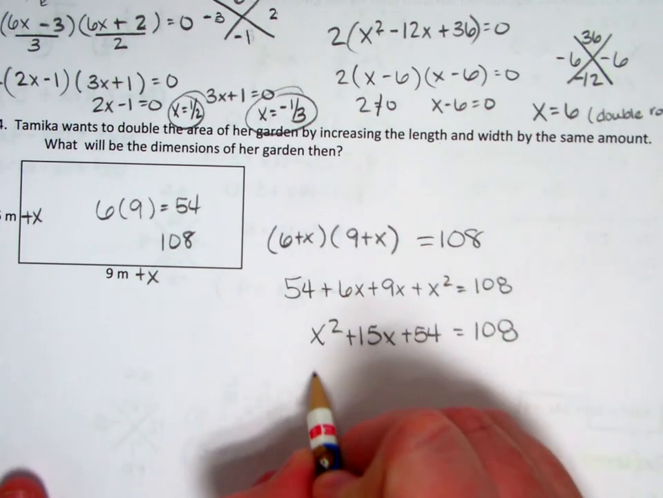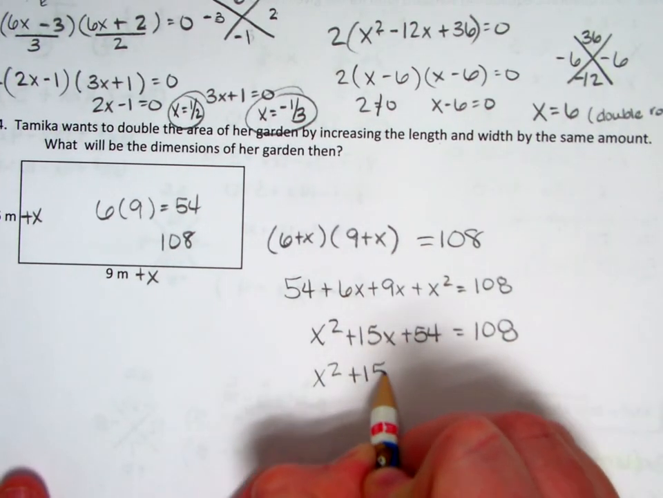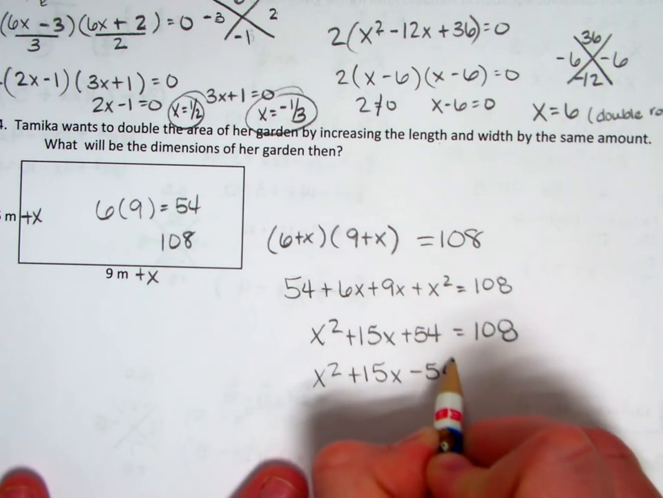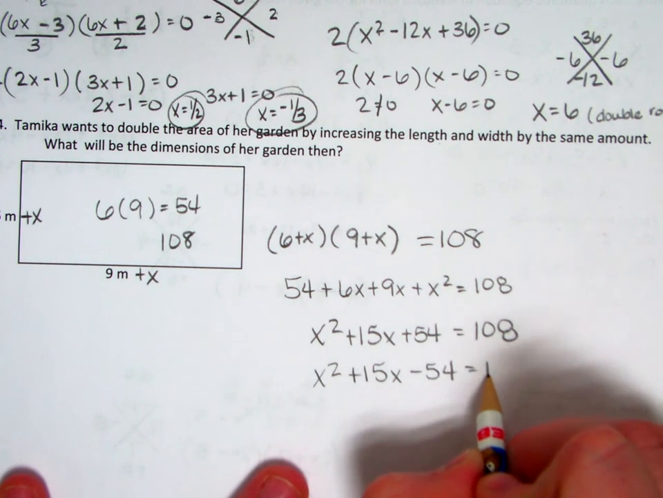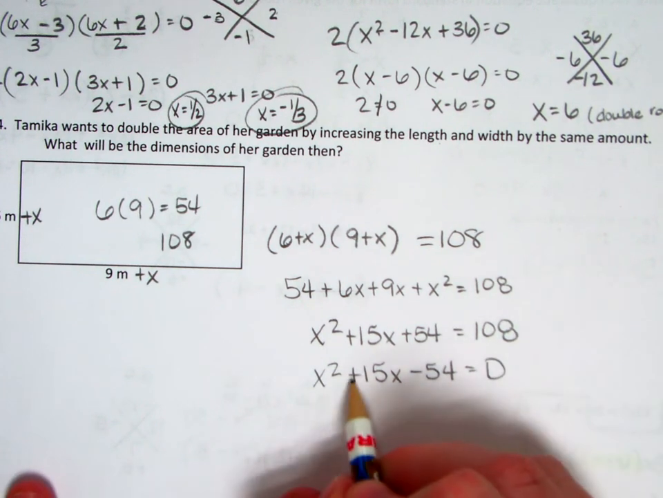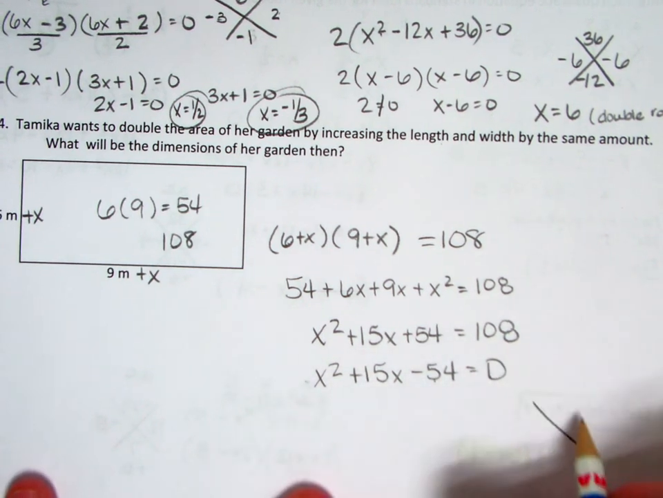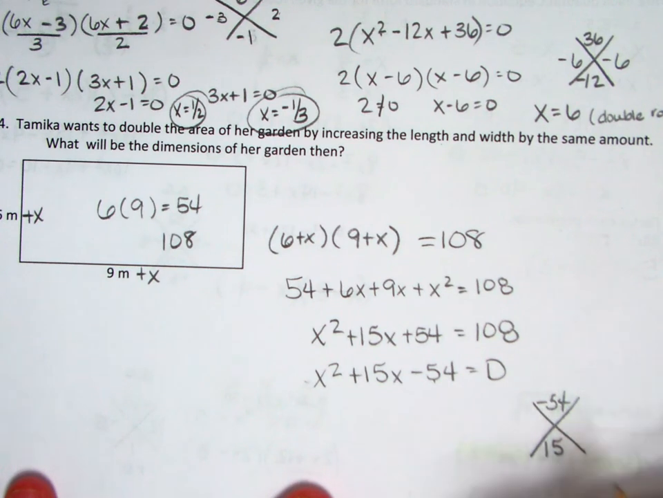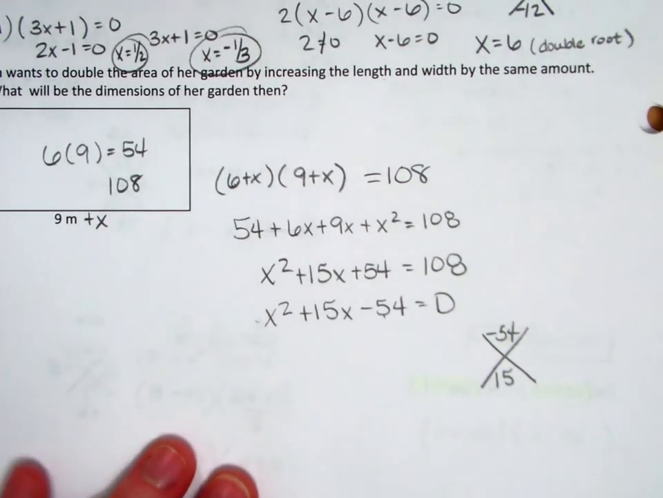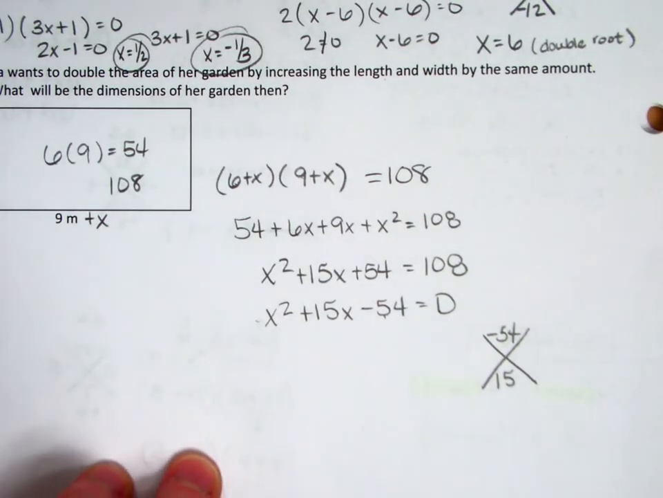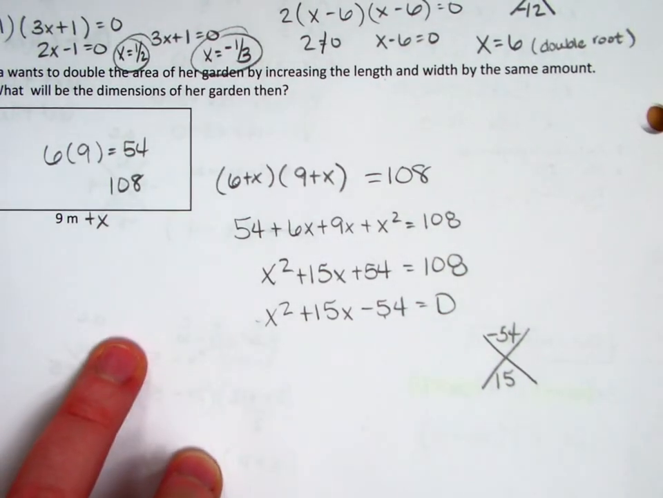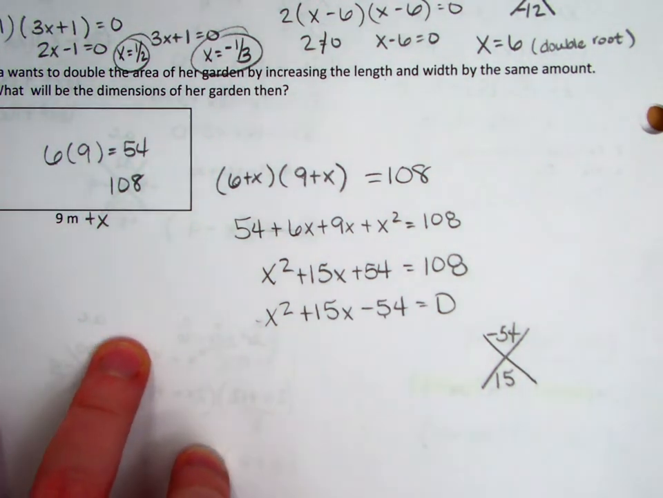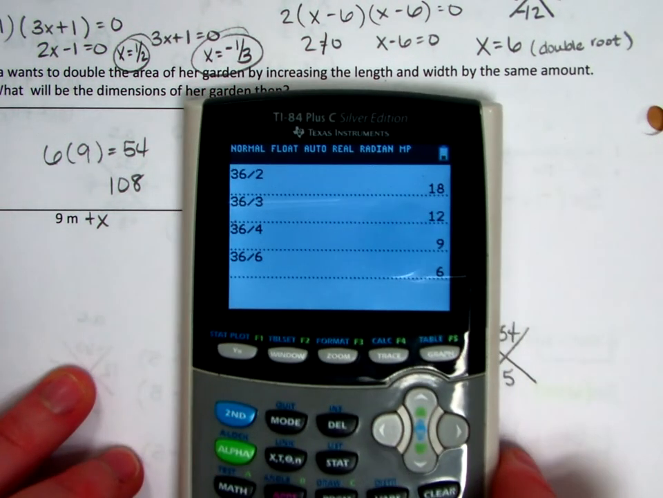What I'm going to do is I'm going to subtract 108 over, so I get x squared plus 15x minus 54 equals 0. So a times c would be a negative 54. That adds up to be a 15. So the factors of 54, I do not know off the top of my head besides 6 and 9. But a positive 6 and a 9 does not get you what I want. So I'm going to take my calculator and I'm going to just start dividing out negative 54.